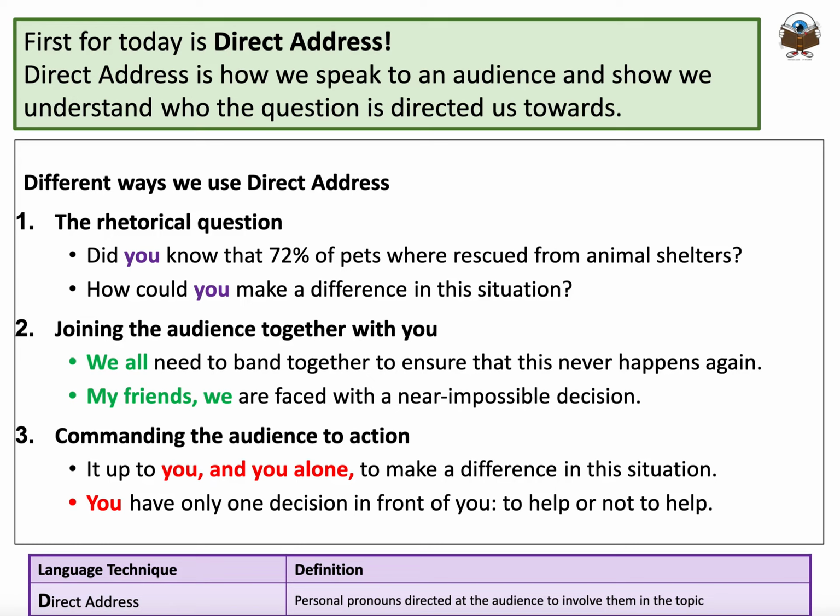My friends, we're faced with a near impossible decision. So it's this "we" and the possessive pronoun of "my friends". You're uniting everyone, trying to get everyone on your side. You know, we're all going to the party. Come on, come with us.